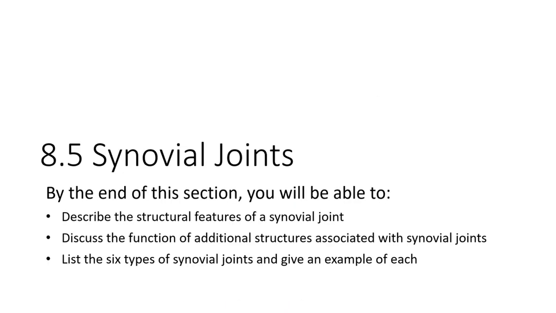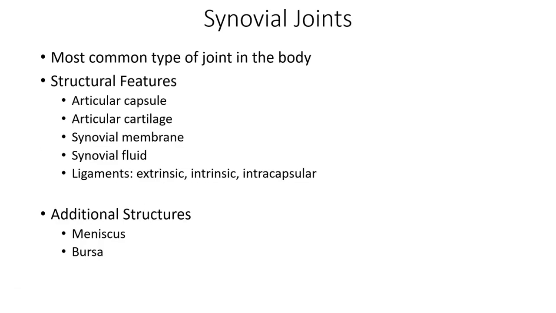And last but not least are synovial joints. This is the most common type of joint found in the body. There are a lot of components to it. We've got the articular capsule and cartilage, we have the synovial membrane and fluid, and then we've got lots of ligaments that are going to help keep those bones together near each other. And then there's some additional structures that we can find within synovial joints, meniscus and bursa.